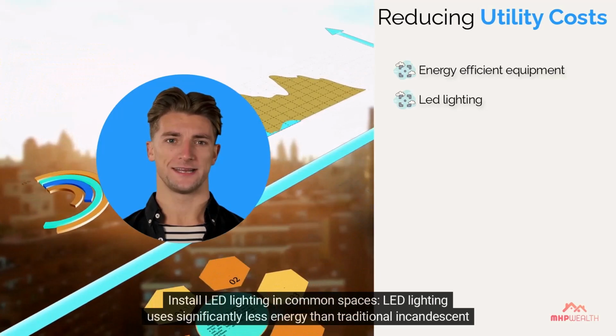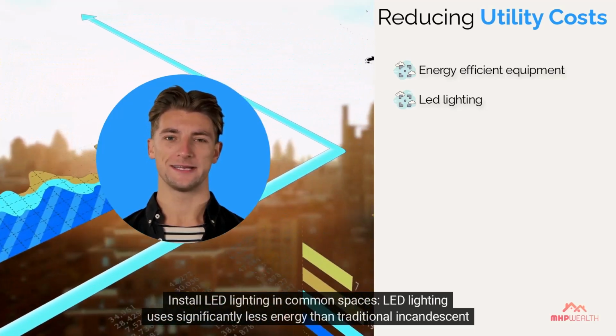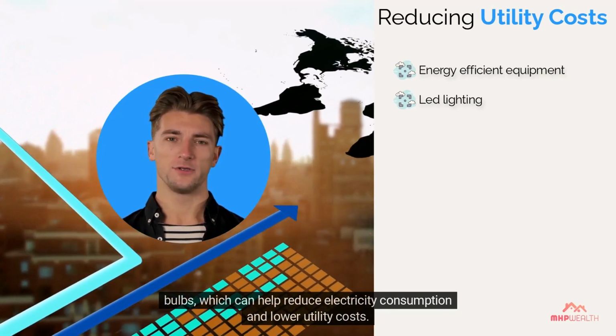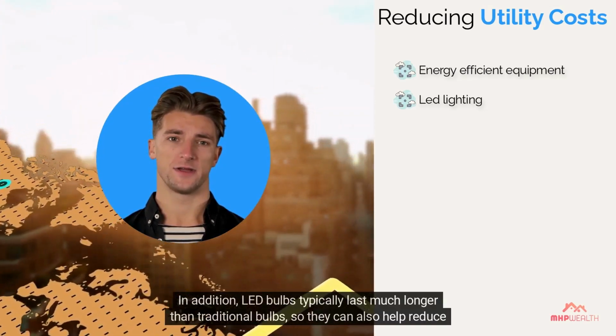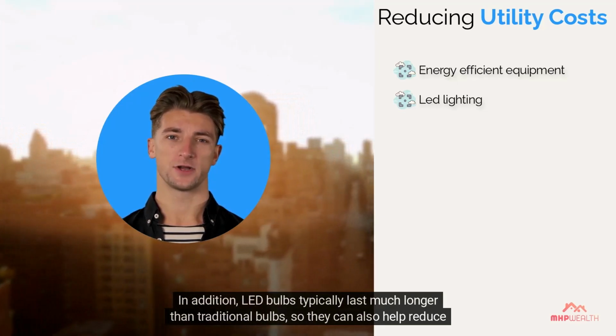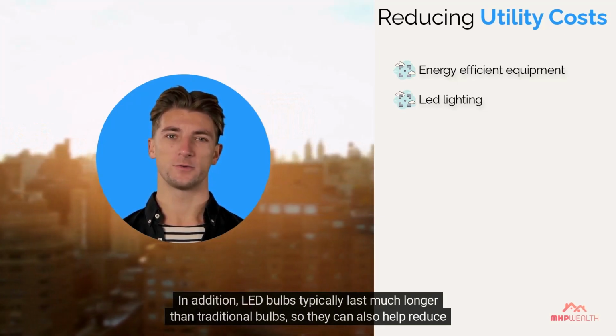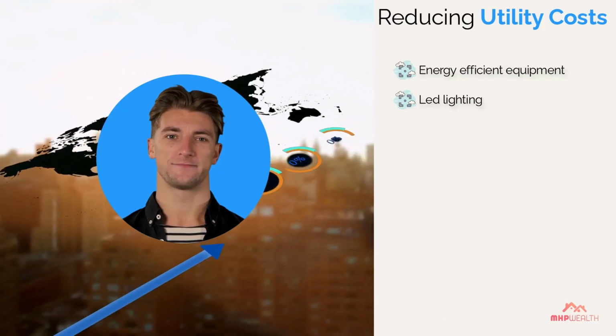Install LED lighting in common spaces. LED lighting uses significantly less energy than traditional incandescent bulbs, which can help reduce electricity consumption and lower utility costs. In addition, LED bulbs typically last much longer than traditional bulbs, so they can also help reduce maintenance costs.